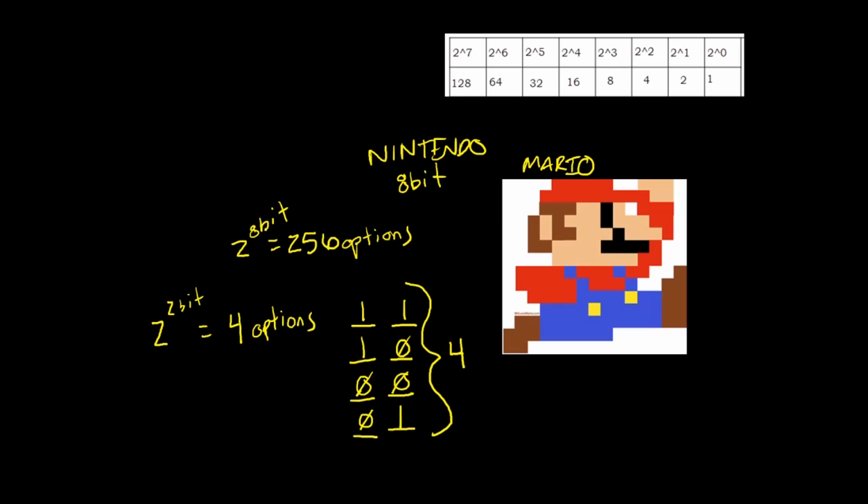Now, in an 8-bit system, we get a lot more complexity. 256 options, and obviously I can't write all that out right here, but you get the idea. With 256 options, I get 256 different colors, 256 different enemies, 256 things to work with, which gives me this level of complexity for Mario.